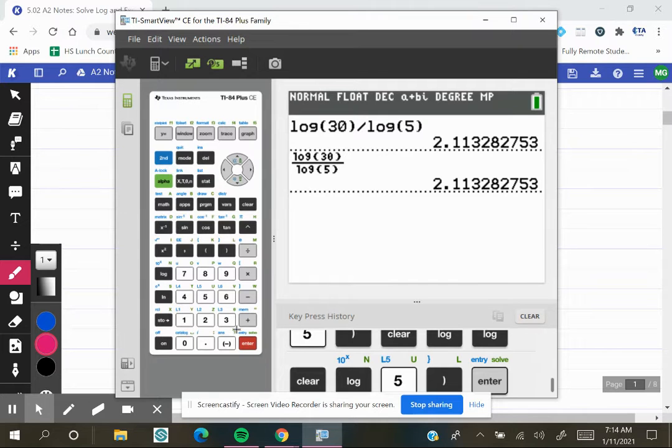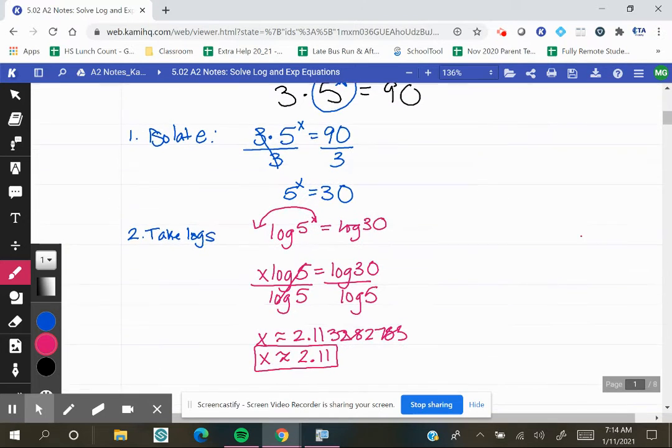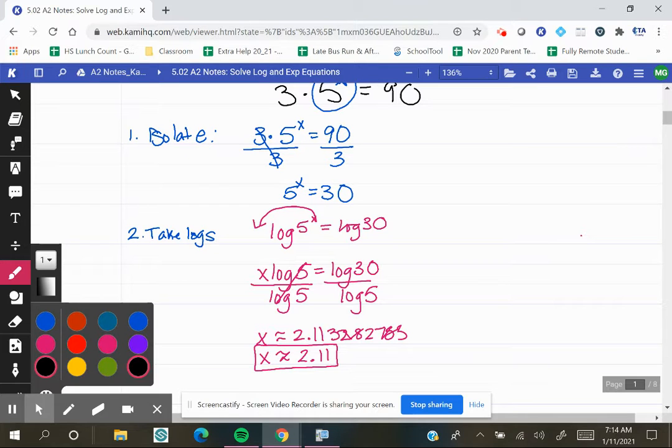Okay, so then we get that same decimal. So again, of course, you would write out your entire decimal. And then it said to round to the nearest hundredth. So that would give us 2.11.